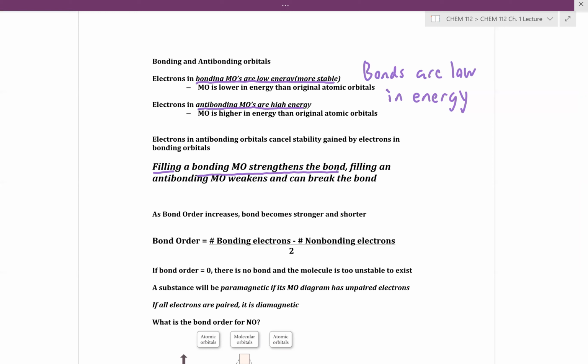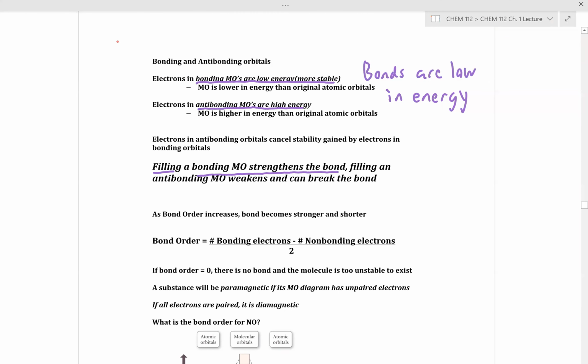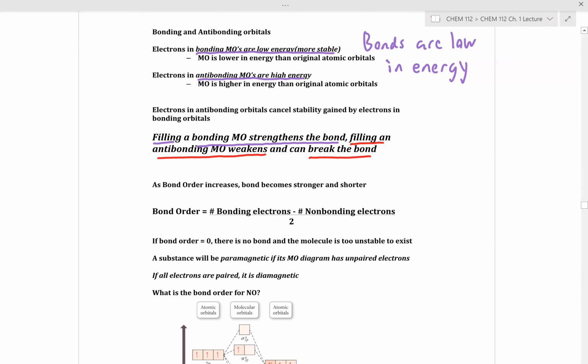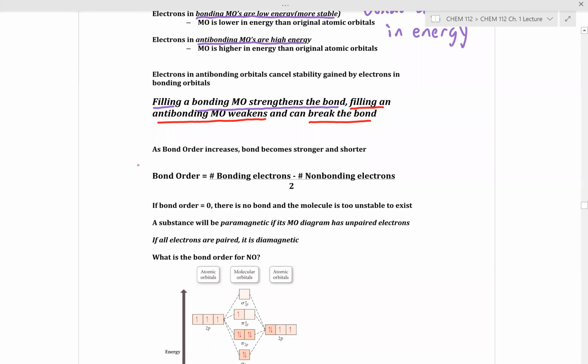However, filling your anti-bonding molecular orbital weakens your bond. And eventually, if your anti-bonding molecular orbital is completely full, you will break your bond. Now we can calculate this through an equation for bond order. So bond order, quite simply, represents the number of bonds between atoms.